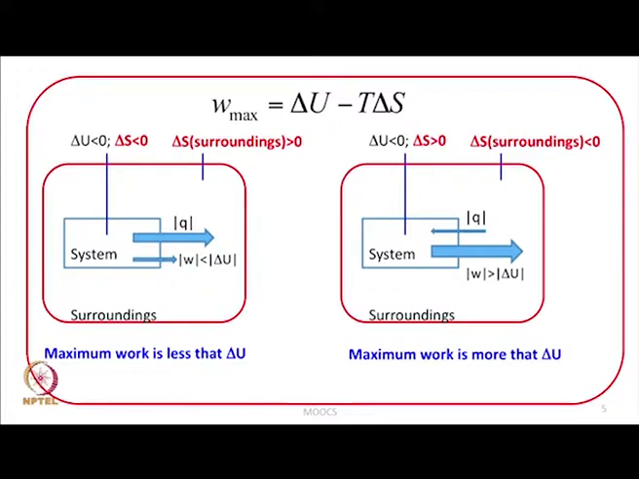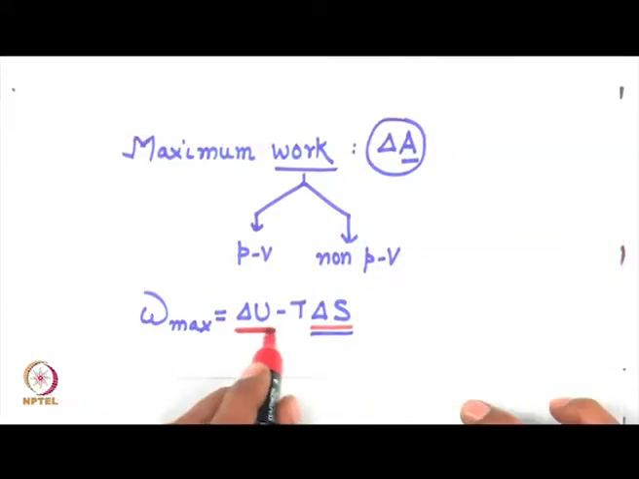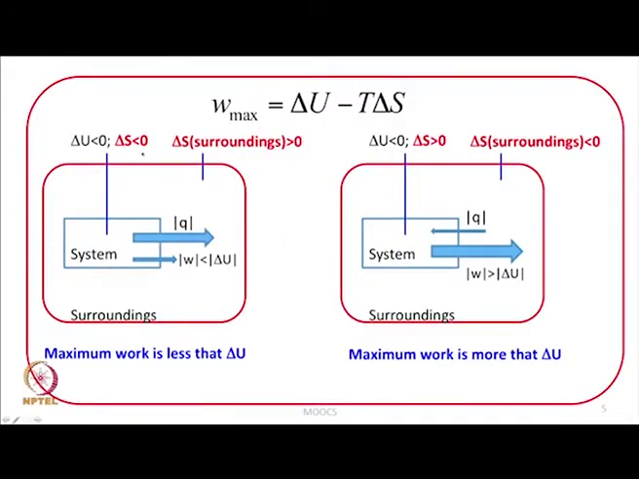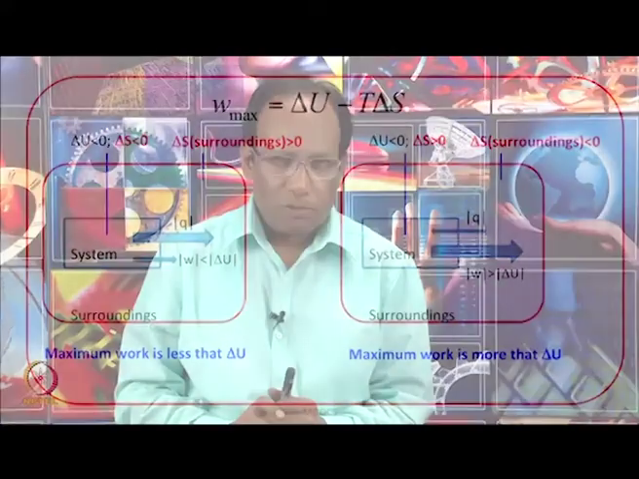Now, since part of the change in internal energy has been used up in heating the surroundings, all the change in internal energy is not available for doing work. So, the maximum work available, let us look at the slide now: if delta S is negative, the maximum work available from the system is less than the change in internal energy. Maximum work is less than delta U. This leads us to another important conclusion.